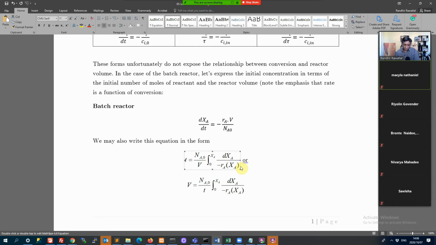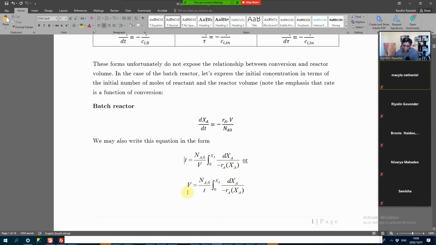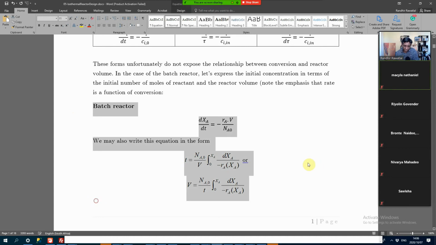Okay, so that's that part, and then of course we also need to know how many moles we put into the space, and so all that together can give us the time taken to accomplish that conversion. And then it's an easy matter of multiplying by V or dividing by T, and that tells you that if you want to accomplish this conversion within this time, then that's the size of the reactor that you need. Right, so that's how we can design the batch reactor.